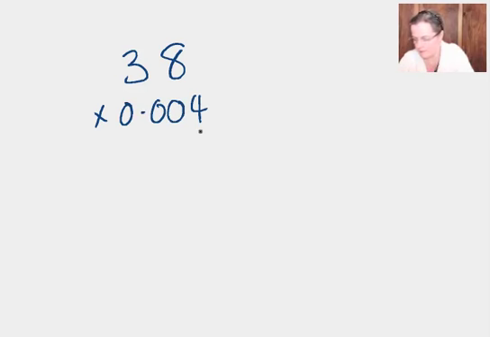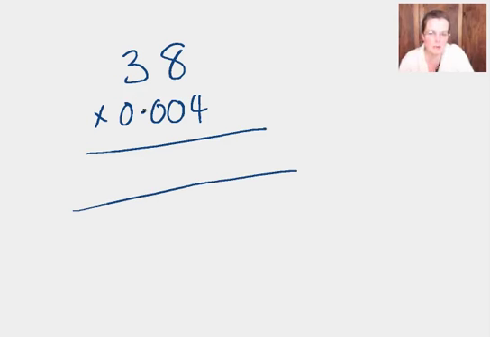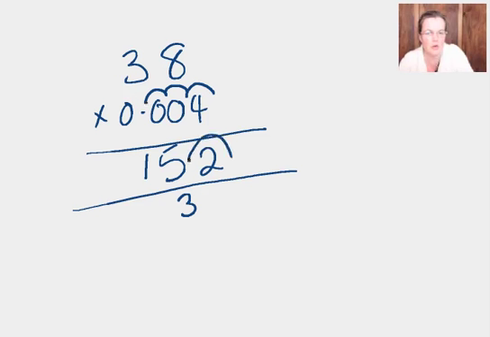38 times 0.004. So once again, we ignore the decimals. 8 times 4 is 32. 3 times 4 is 12, and 3 is 15. How many numbers after the decimal point? 1, 2, 3. 1, 2, 3. So land it there, 0 in front.